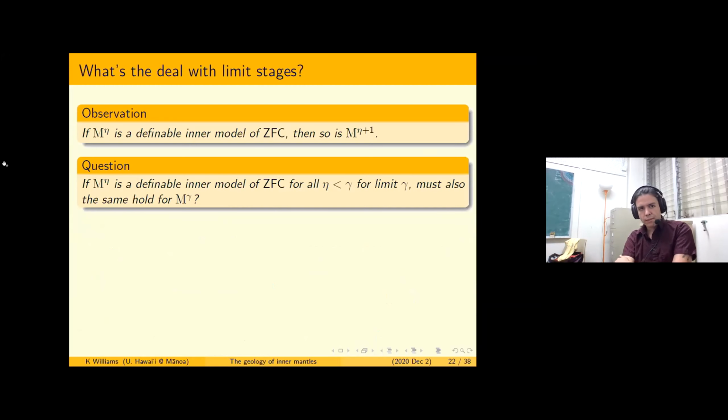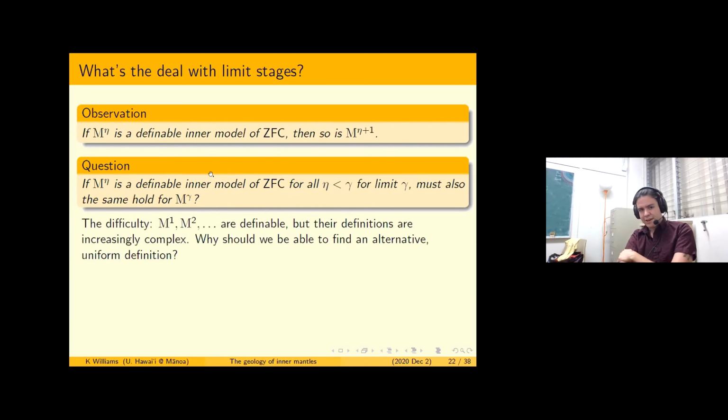Okay. So I think I maybe said this earlier in response to questions, but let's say it again. Let's reorient ourselves. Just an easy observation: if the eta-th intermantle is the definable intermodel, then so is the eta plus first, because you just take the definition and you relativize the mantle of that definition. That's a definition, so it's the definable intermodel. And so the question then is, if we're going to have something undefinable, it's going to have to happen at the limit stage. So if M eta is the definable intermodel for all eta, let's say limit gamma, is M gamma a definable intermodel of ZFC?